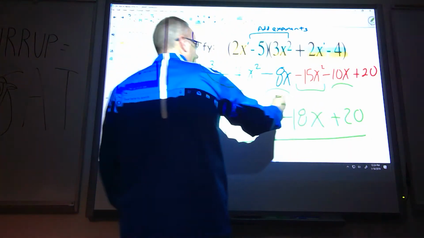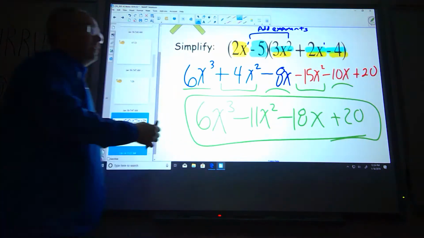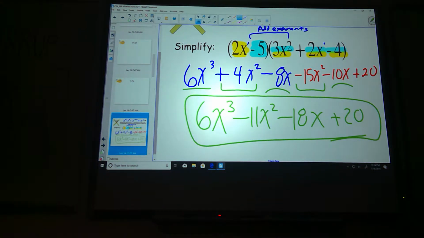So look at that. That is a third degree, so it is a cubic polynomial, right? But we don't have to necessarily worry about that unless they ask for it.